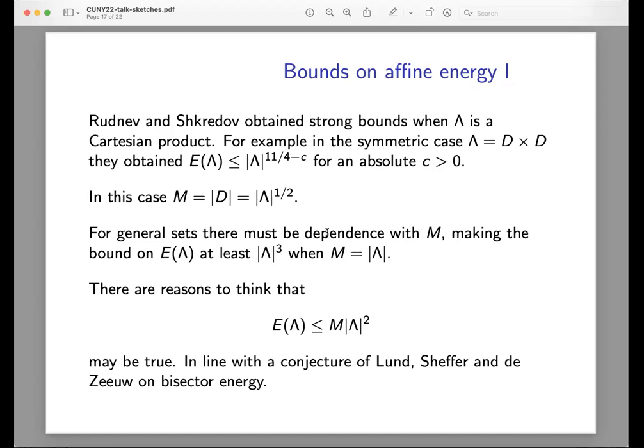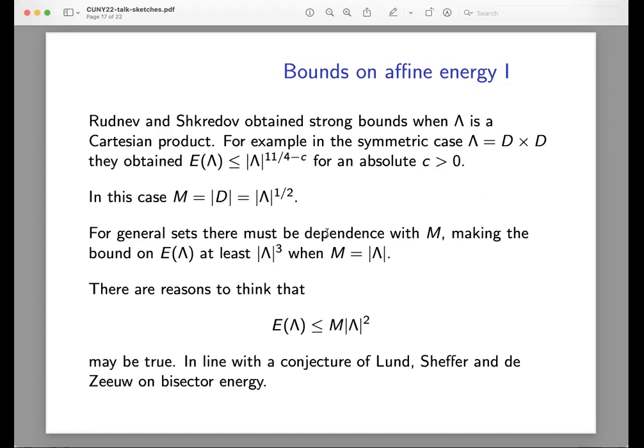Sometimes people ask me, what do I think is the truth? Well, if you look a little bit at the connection with this work of Lan, Scheffer, and Dezev and examples that we have thought of, it seems possible, maybe up to some logarithms or powers of lambda to some epsilon, that the correct answer is that the energy is bounded above by the product of this quantity m and the square of the size of the set. So when m equals the size of the set, you get m cubed when you have a subgroup.